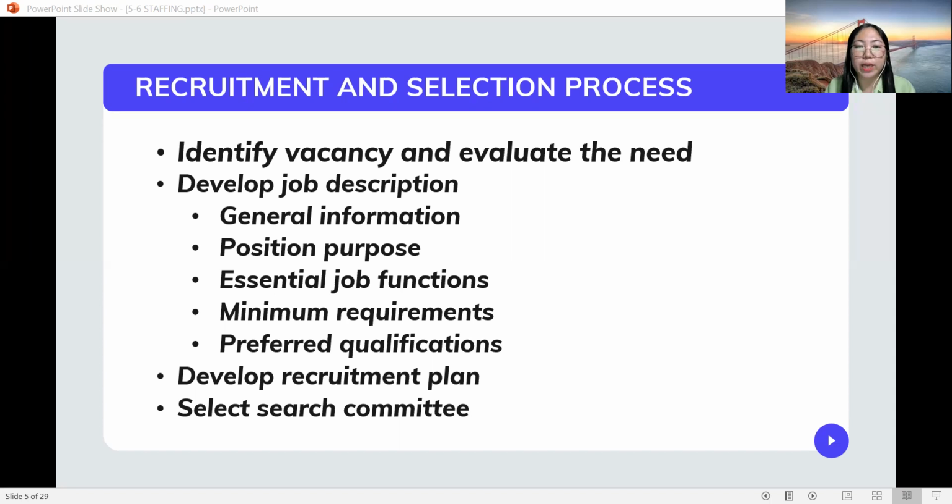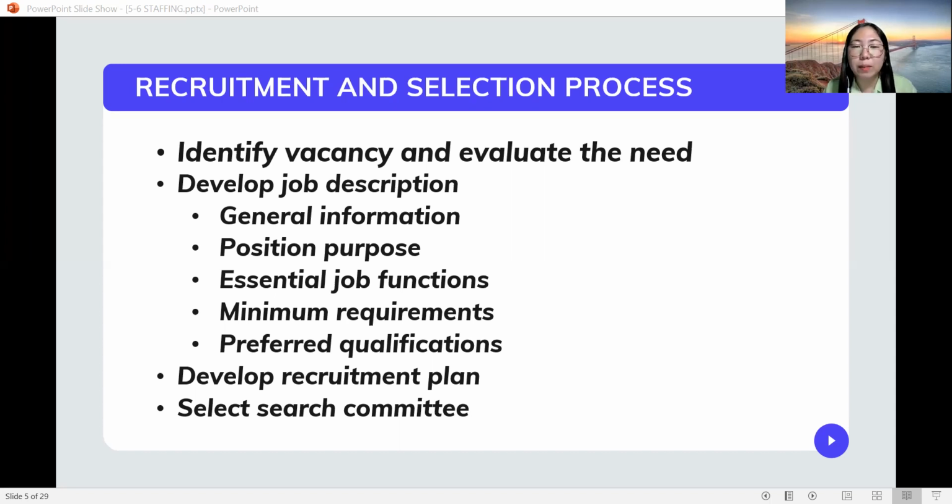The second one we have here is develop job description. We all know that this is the core of a successful recruitment process, right? It is used to develop interview questions, evaluations, and reference check questions. It contains all of the information, competencies, and skills required and expected of that certain position.